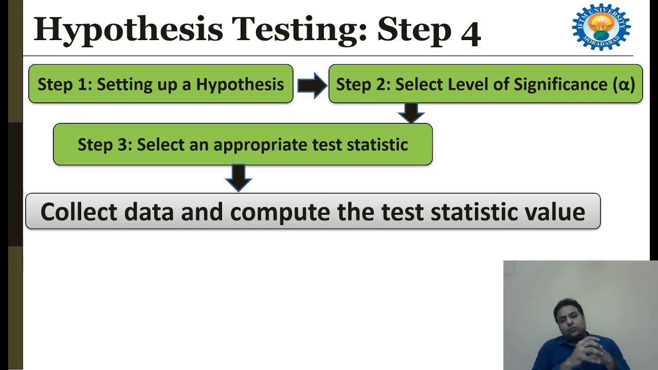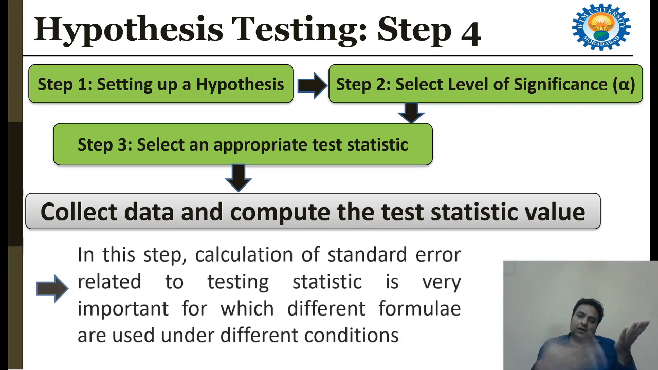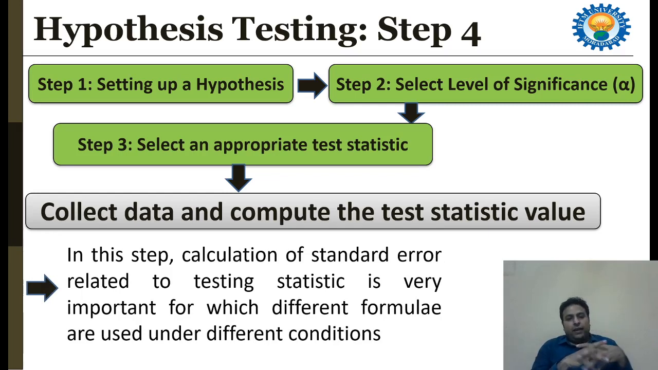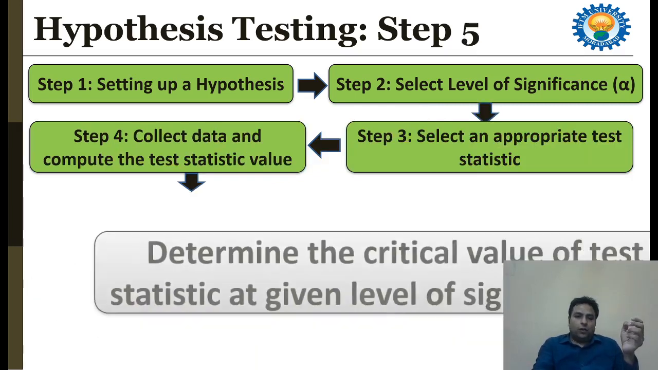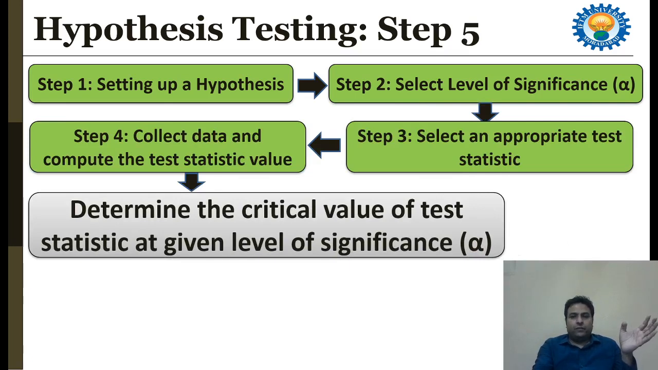So once you decide which test has to be applied, you have to collect the data and compute the test statistic value. So in this step, you have to find the test statistic value, and the calculation of the standard error of the test statistic is very important, for which we can apply different formulae.